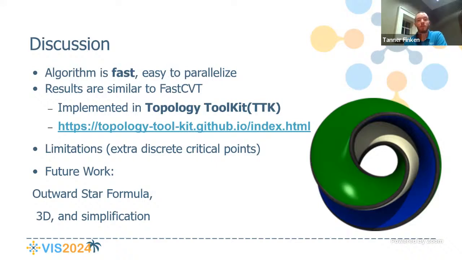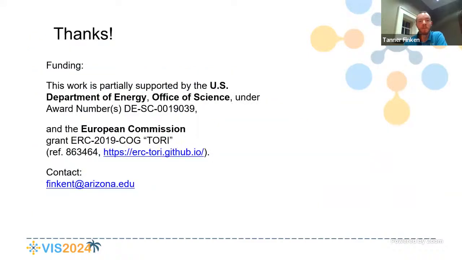To conclude, our algorithm is fast and easy to parallelize because we based it on work in scalar field topology. Although we look locally, we still produce results similar to FastCVT. The algorithm was implemented using the topology toolkit and will soon be released in a future version. The discrete field offers advantages like robustness, but still has some limitations like generating the extra critical points like we saw. For future work, we would like to improve the outward star formula to account for curvature in the flow. We would also like to extend the algorithm to 3D and improve simplification through the use of an intuitive and fast compute interface. Thank you all for listening, and I'd be happy to take any questions.